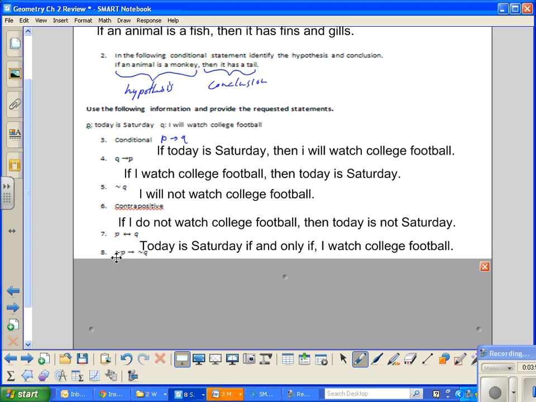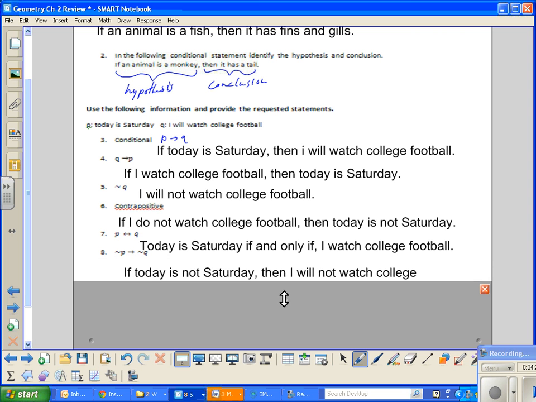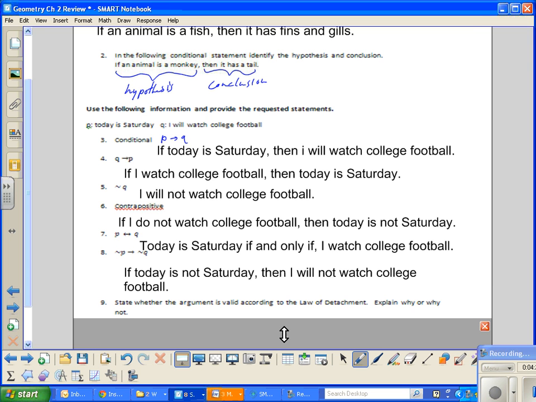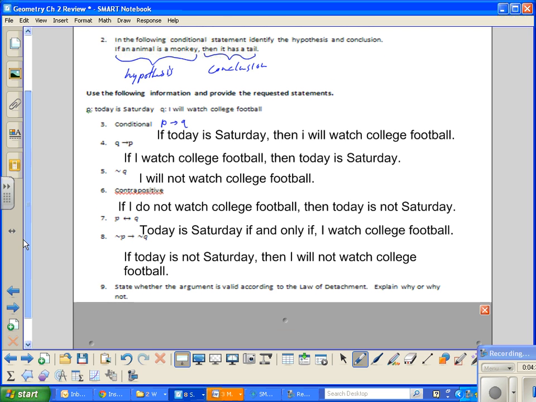And then 8 has the negation symbol in front of P to the negation symbol in front of Q, or if not P, then not Q. Right, so we're just taking the inverse of the conditional statement. So taking this conditional statement in PQ form and putting nots into it, so that if today is not Saturday, then I will not watch college football. So that's all that deal with those P and Qs.